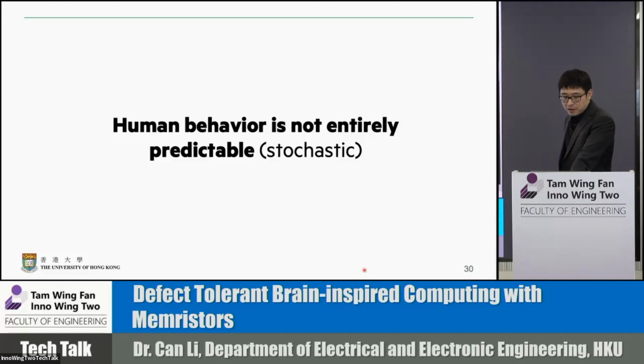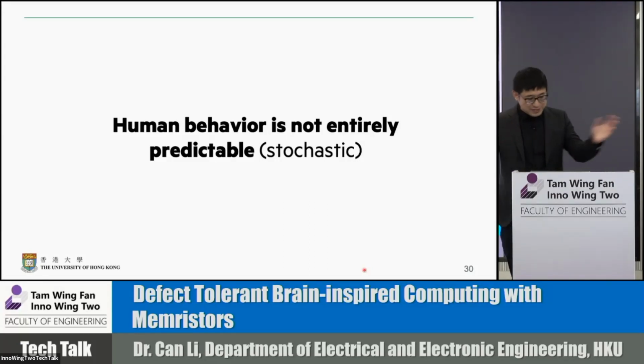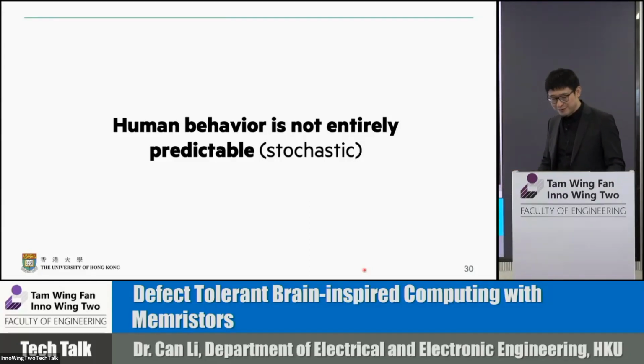And another way, we're just trying to learn whatever we can learn from human behavior. And the other thing is that we know that human behavior is not entirely predictable. That's a little bit different from the classical computer, right? Or another way, in a little bit more scientific term, is that it's stochastic.